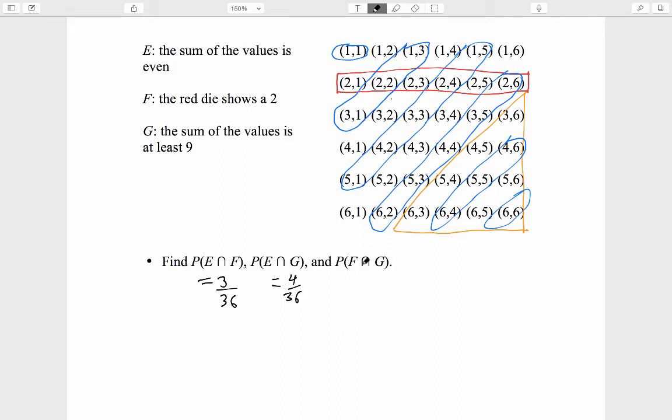And finally, the probability of F intersect G, that's the easiest of all, that equals 0, or 0 out of 36. But we can just write 0, because there is no overlap. There are no outcomes in common. If the red die shows a 2, there's no way that the green die could have a large enough number on it that the sum would be 9 or greater.